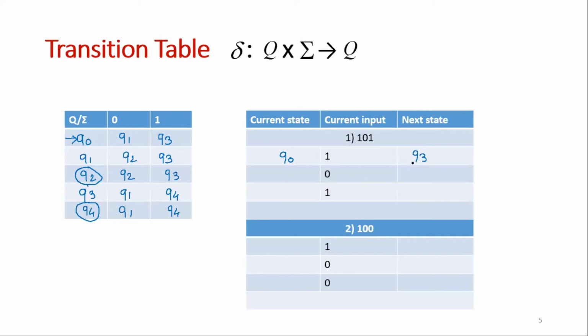Then this next state will be the current state for the next input 0. So Q3 for 0 will go to Q1. Then this Q1 will be the current state for the next input 1. So Q1 for 1 will go to Q3. This Q3 will be the last state, and this state denotes whether 101 will be accepted or rejected. As Q3 is a non-final state, this input will be rejected.